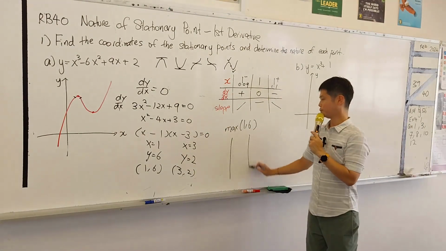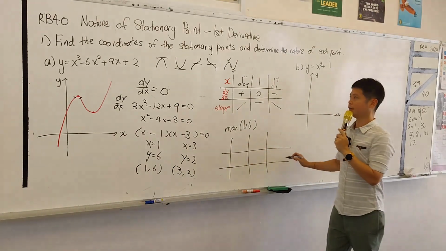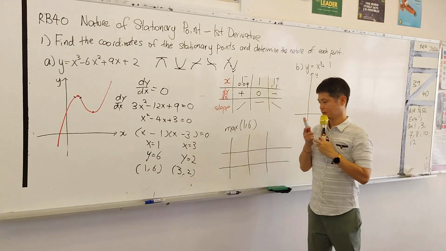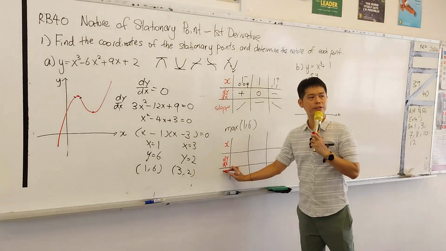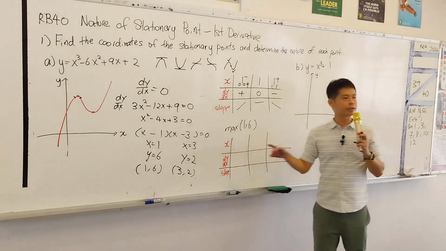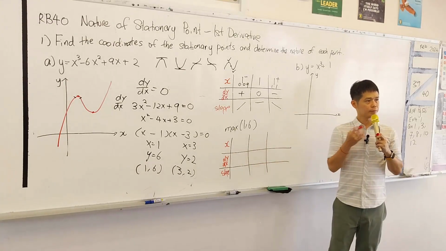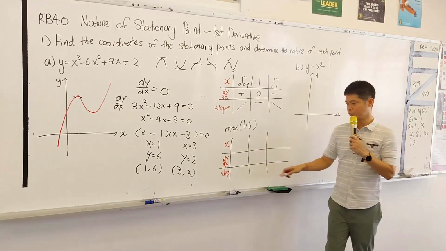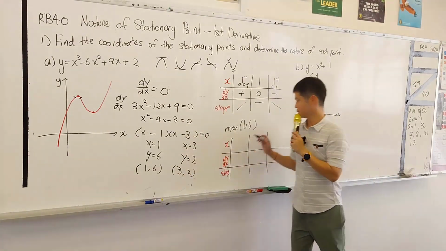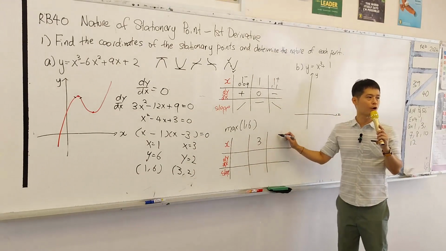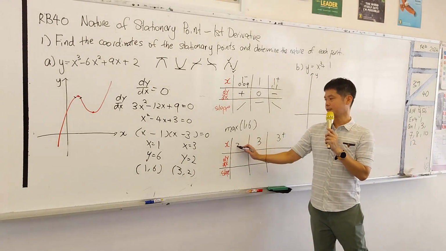Okay, next one. Again, I have my x, my dy dx, and my slope. Now, if you can see straight away whether it's maximum, minimum, I don't need the last row lah. But I really hope that when you're beginning, you do this. So I substitute another x value. Now the x value is 3. Then I put in 3.1. And I put in 2.9.